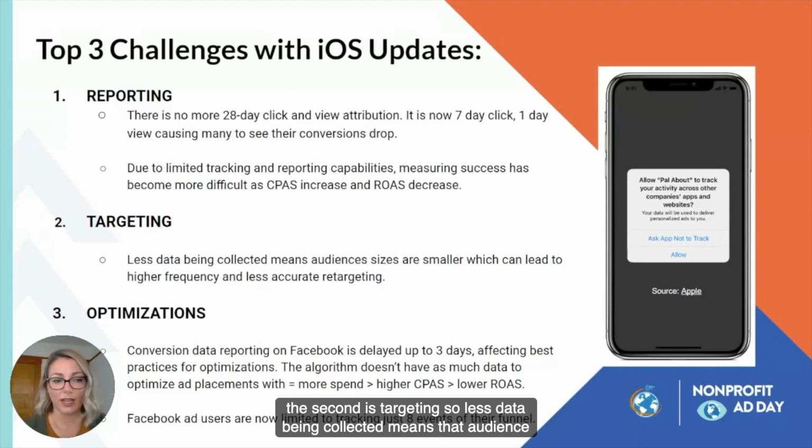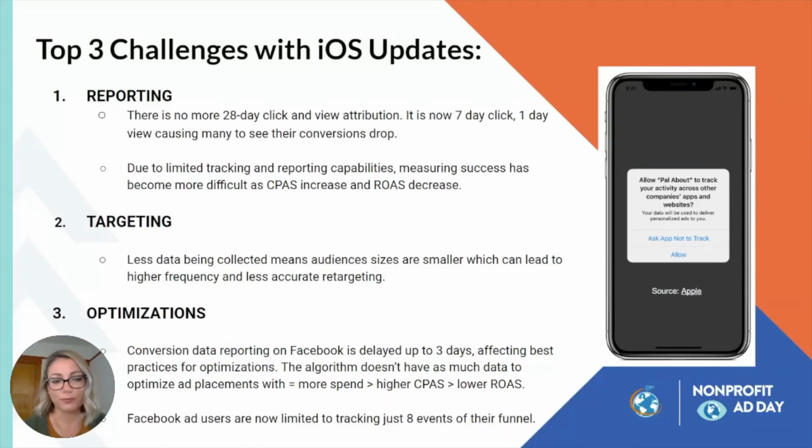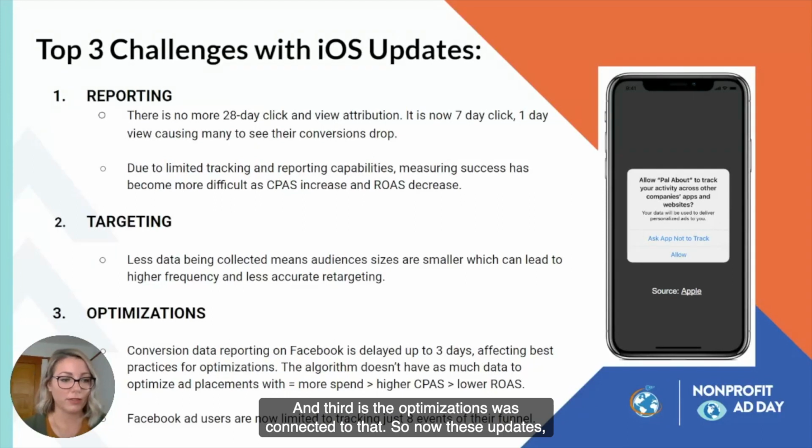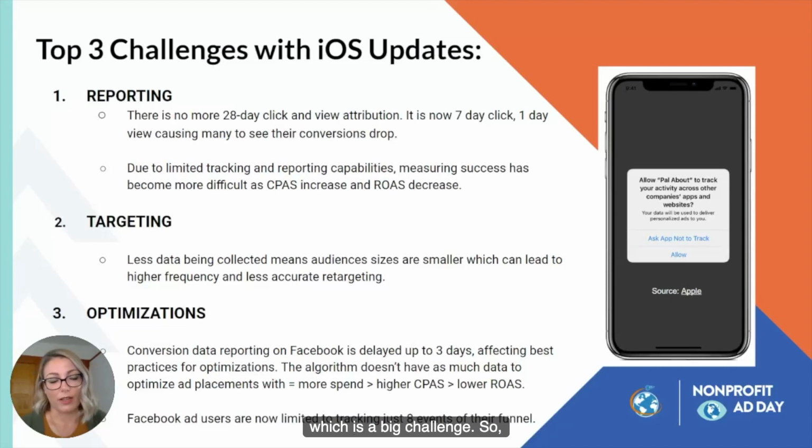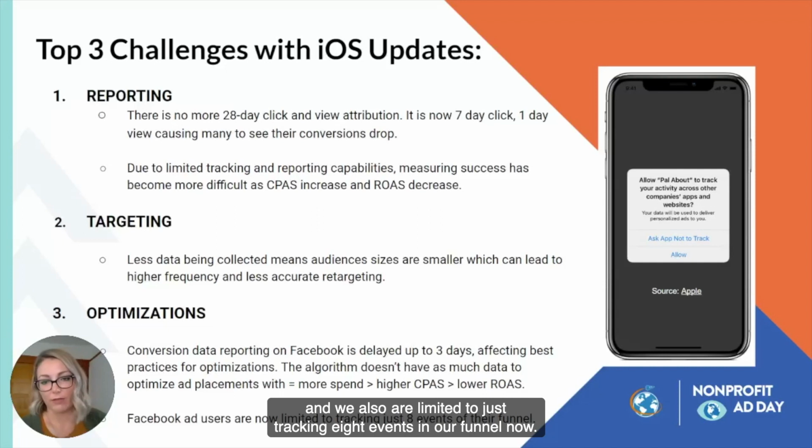The second is targeting. Less data being collected means that audience sizes are smaller. It can lead to higher frequency and less accurate retargeting. And third is optimization, which is connected to that. With these updates, conversion data reporting can be delayed up to 3 days. That really affects you when you're trying to optimize your campaign and see what's working and what's not. The algorithm isn't having as much data to work with. So you'll often see a lot of the campaigns stuck in the learning phase, which means more spend, higher CPAs, and lower return on ad spend, which is a big challenge. We also are limited to just tracking 8 events in our funnel now.